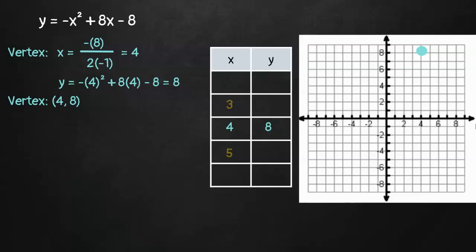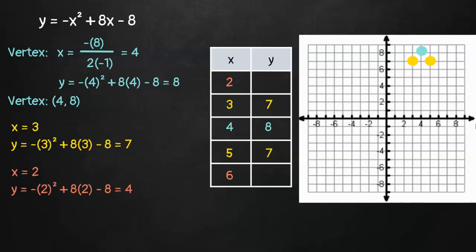Next, using symmetry, go 1 point to the left and 1 point to the right. So pick either one of the values. I'll choose 3. Again, substituting back into your quadratic equation, you'll get a y-coordinate of 7. So you can plot those 2 points on your graph next. One last time, use symmetry, 1 point to the left and 1 point to the right. Using either one of those values, I'll use 2. Plug 2 back into your quadratic equation to get your y value of 4.